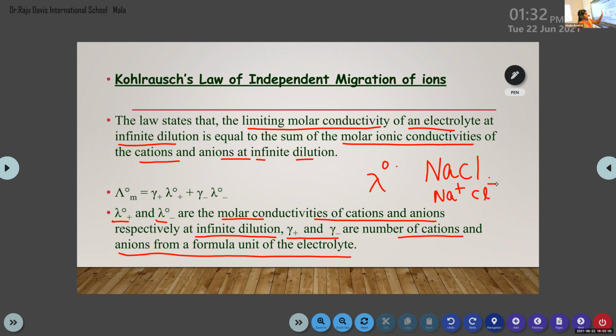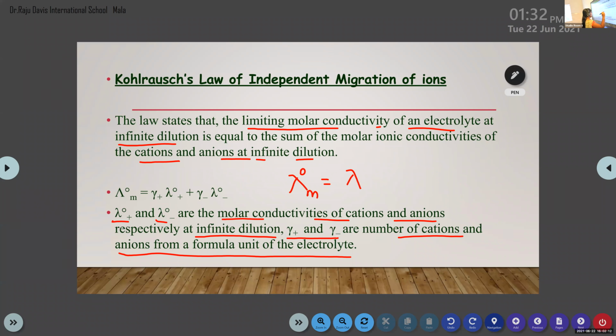So we can rewrite this equation as lambda m0 is equal to nu 0 of Na plus plus nu 0 of Cl minus. If there is more than one cation or anion, you have to also add that one as a coefficient, like 2 or 3.